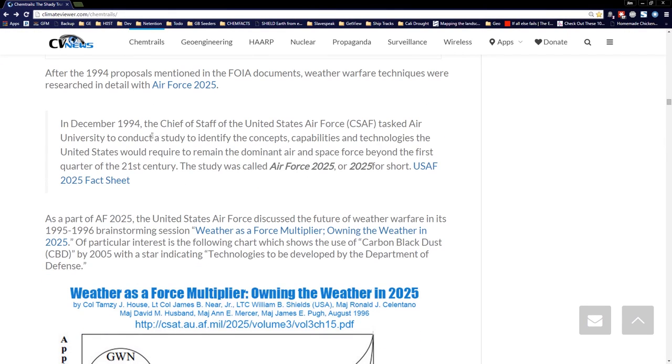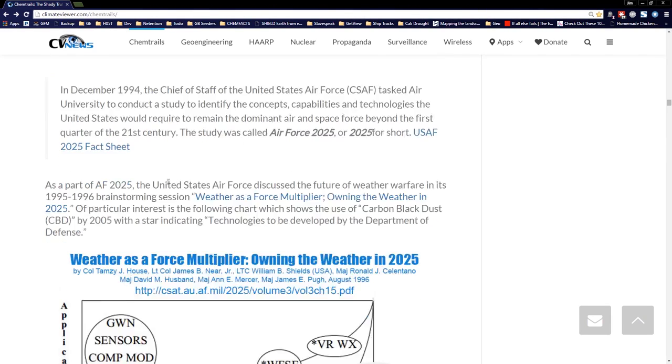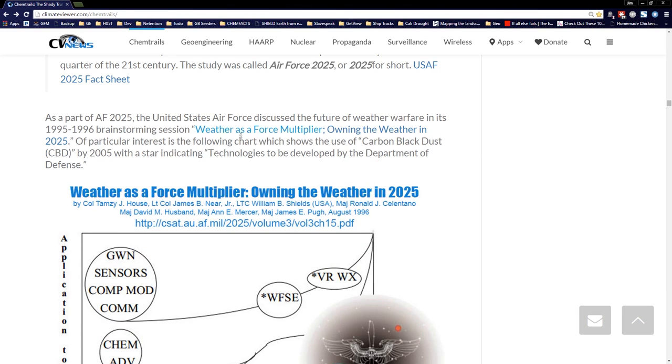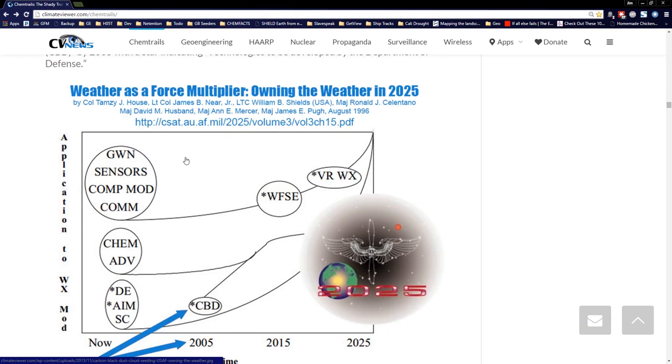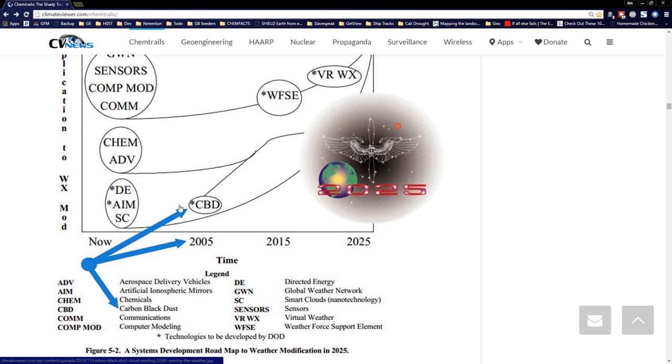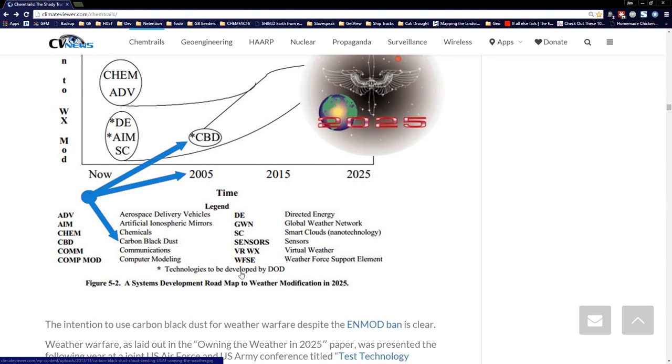Then, right after 1994, the Chief of Staff of the United States Air Force said, come up with new technologies that will help us be dominant all the way to 2025. The most famous of those is weather modification as a force multiplier, owning the weather in 2025. In the middle of that page, you can see a chart of future technologies, and you'll see right here, STAR, CBD. STAR means technologies to be developed by the Department of Defense. In 2005, they want to use carbon black dust to modify the weather.